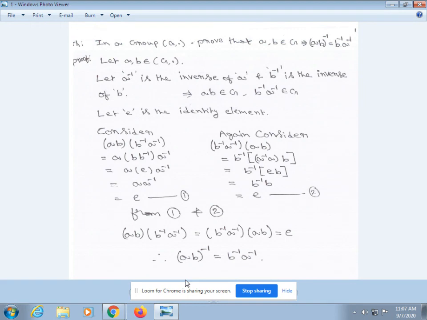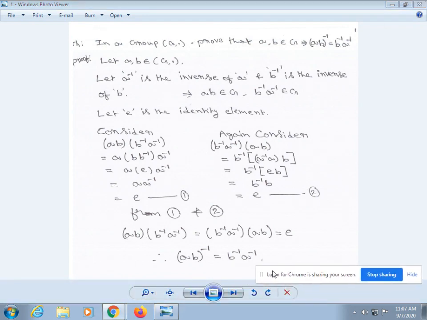Let e be the identity element. Consider (ab)(b⁻¹a⁻¹), that equals a(bb⁻¹)a⁻¹. We know that bb⁻¹ is nothing but e, that equals a e a⁻¹, that is also equal to aa⁻¹, that equals e. That is equation 1.